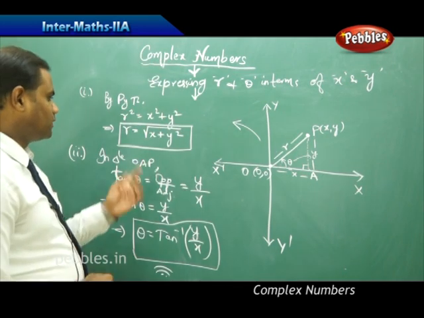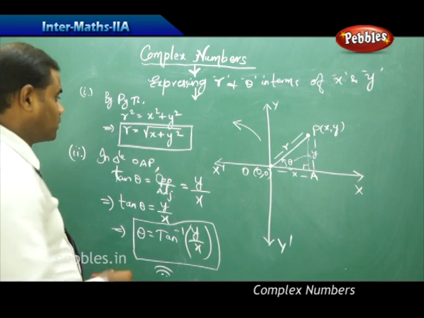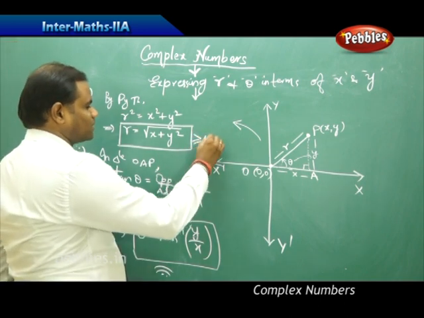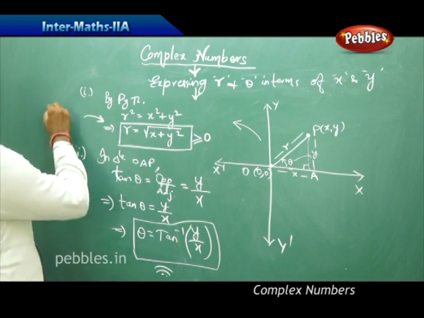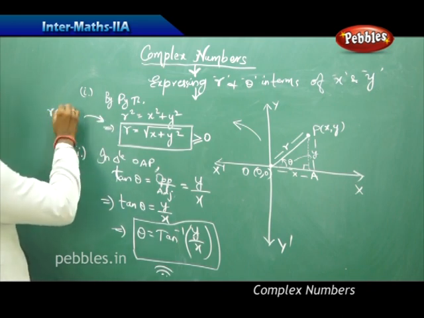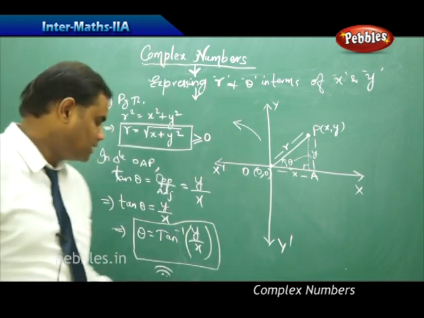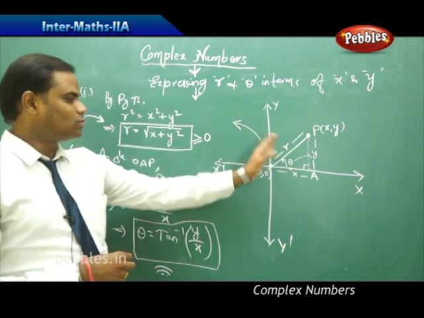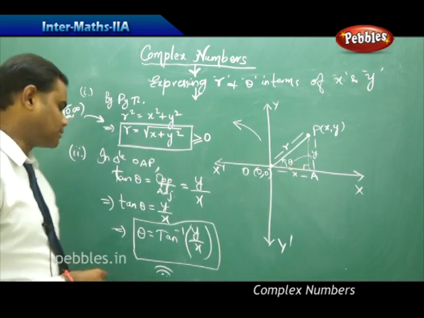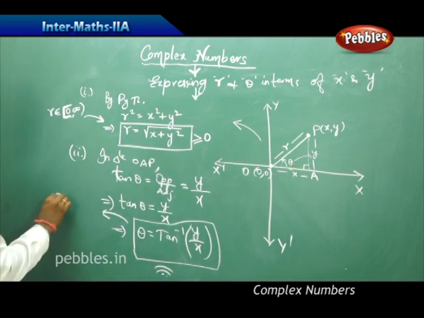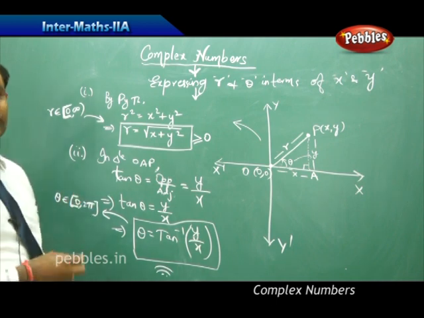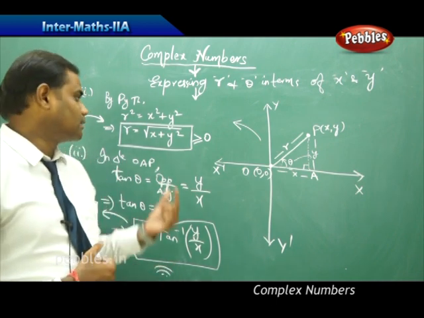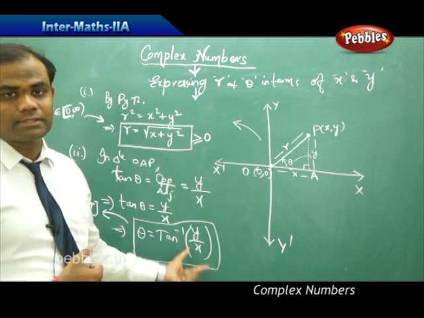Now, therefore, we have r equal to root x square plus y square, and this can at the most be greater than or equal to 0. Therefore, the domain of r is r greater than or equal to 0, and theta, which can range from 0 to 2 pi covering all the 4 quadrants, has its domain between 0 and 2 pi. This is how we understand the range of r and theta as converted from Cartesian coordinates.